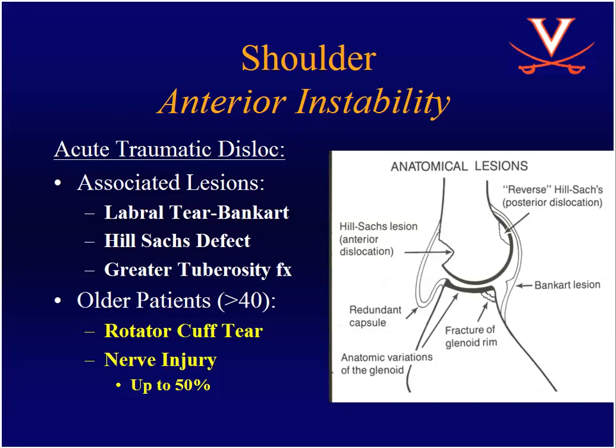The other thing common in older patients, at least if you do EMGs in these patients, is that you'll see a lot of them have transient nerve injuries. Nerve injuries can occur in up to 50% of these patients. They're mostly transient, but they occur, and they occur on tests as well. So recognize that nerve injuries are common. When we're asked about the sequelae and complications of shoulder instability: young patients, recurrence; older patients, nerve injuries and cuff tears.